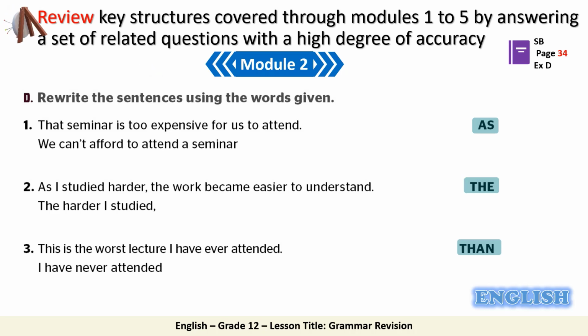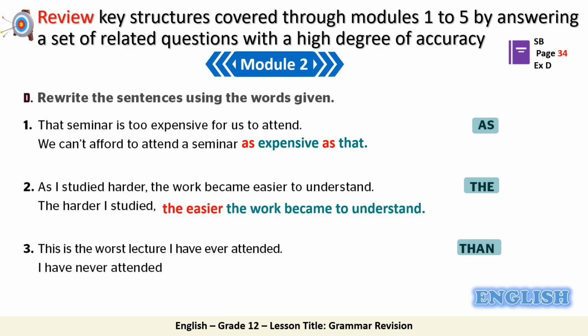Well done. Let's correct. So for the first sentence, you should write, we can't afford to attend a seminar as expensive as that. Next, the second sentence. You have to rewrite it using the word the. So we should write, the harder I studied, the easier the work became to understand, or the harder I studied, the easier it became to understand the work.